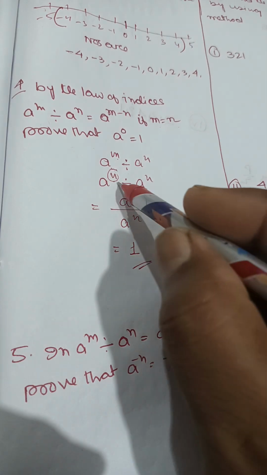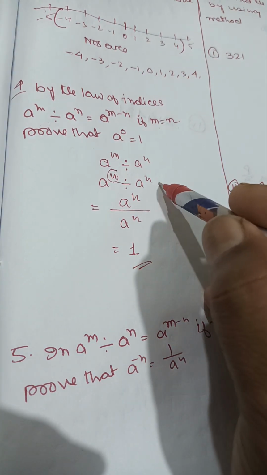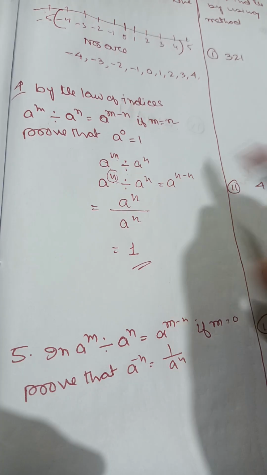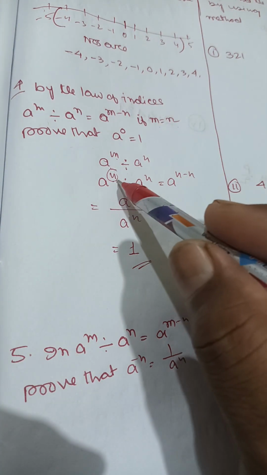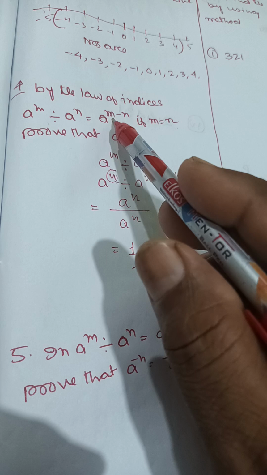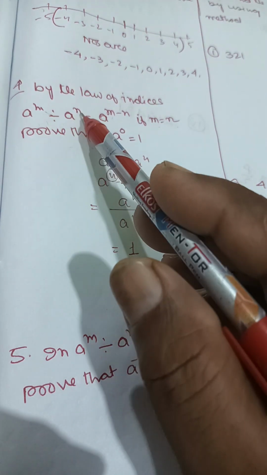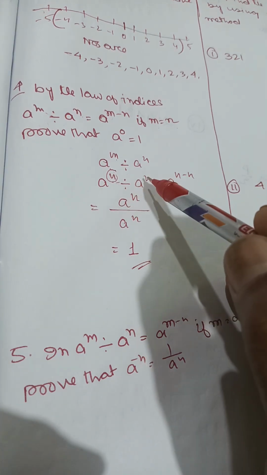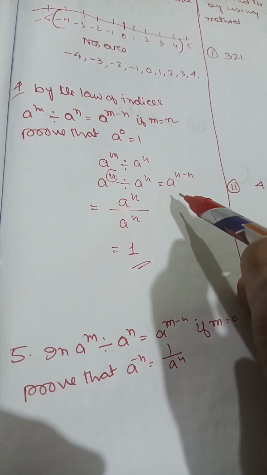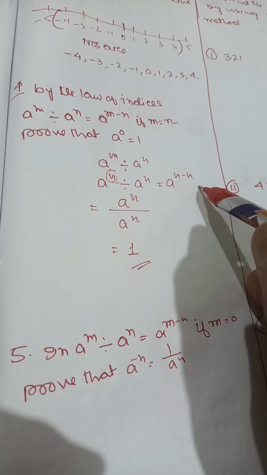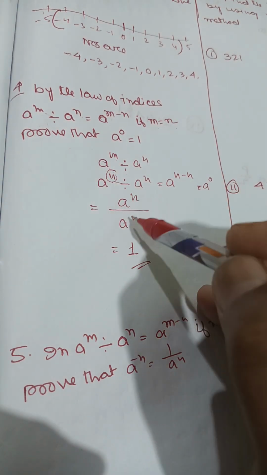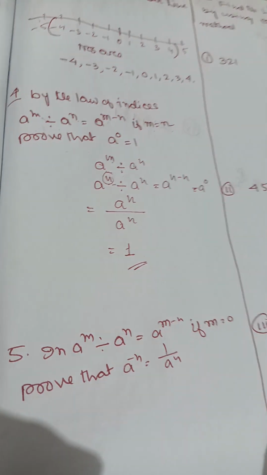You see a to the power n divided by a to the power n means a to the power n minus n. In case of division, you see formula is given a to the power m divided by a to the power n is a to the power m minus n. So a to the power n divided by a to the power n will be a to the power n minus n, and a to the power n minus n will be 0. A to the power 0 is also 1, or you write a to the power n by a to the power n is 1. So this is the answer.